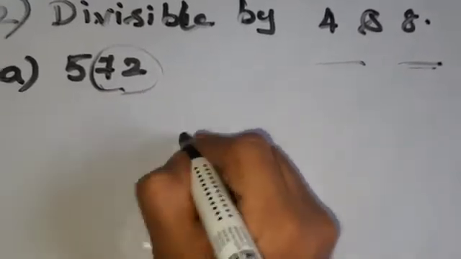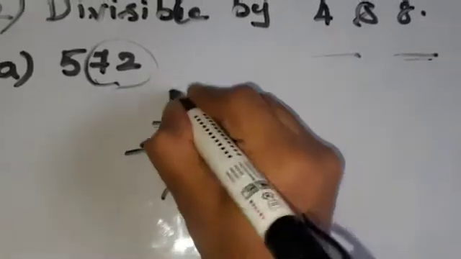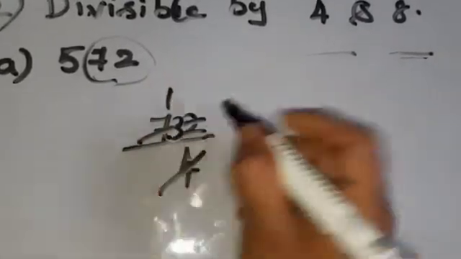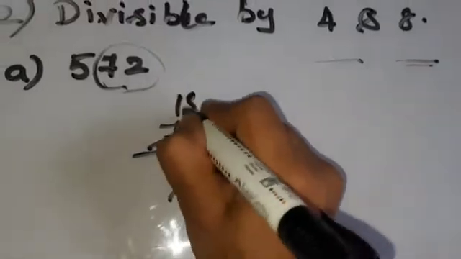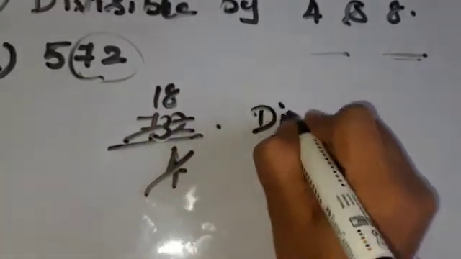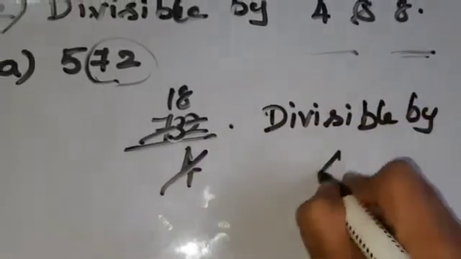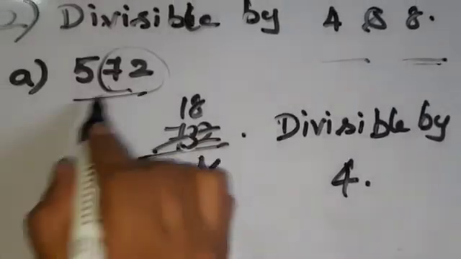Yes. 72 divided by 4. 4 ones are 4. 3 is remaining. 4 8s are 32. So the given number is divisible by 4. Let's check for 8.